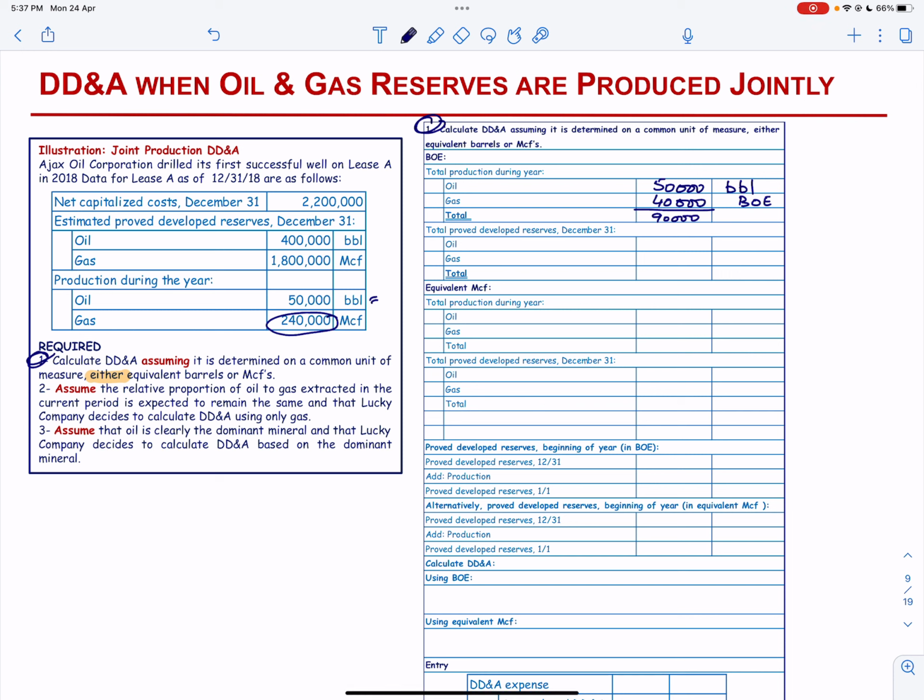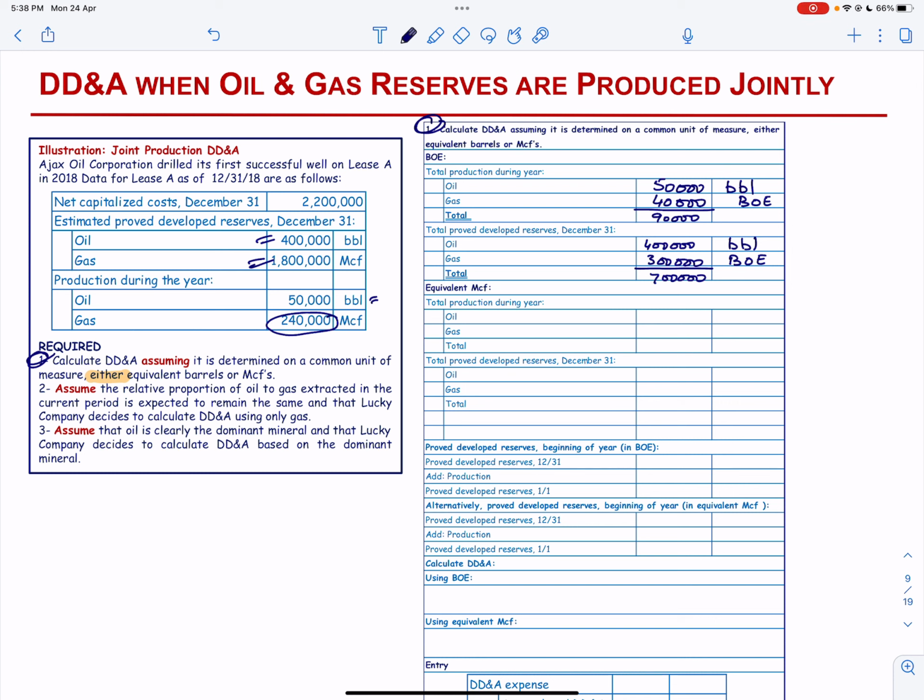Then we will convert the total proved developed reserves into barrels of oil equivalent. Oil will remain the same, 400,000 barrels, while gas will be converted by dividing by 6. So 1,800,000 divided by 6 makes 300,000 barrels of oil equivalent, and the total is equal to 700,000.